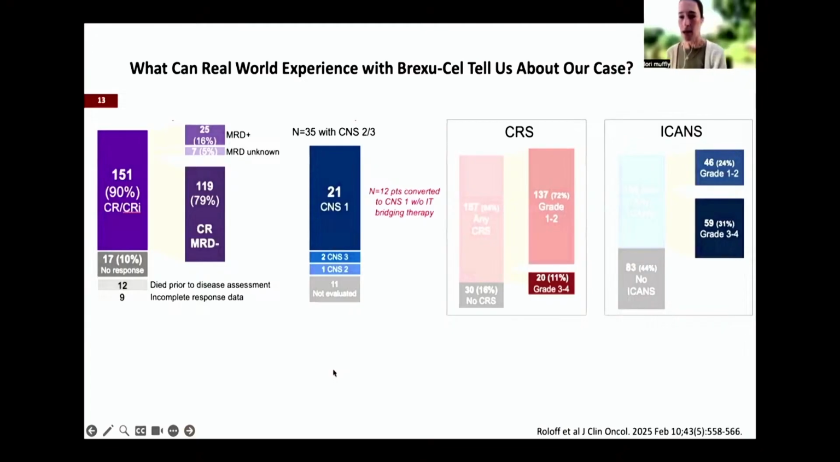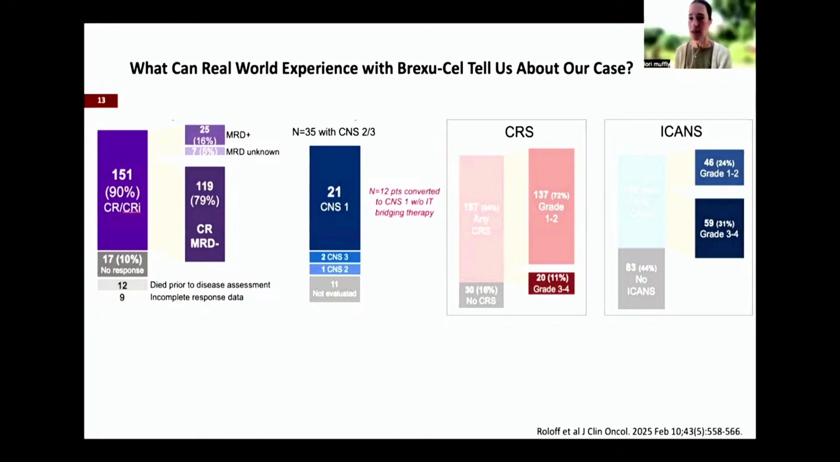What about the toxicity in the real world? Well, it's pretty similar to what was seen in ZUMA-3. So 84% of patients treated, despite the low disease burden at time of apheresis, experienced CRS, most of which was low-grade CRS. The bigger problem was ICANS.